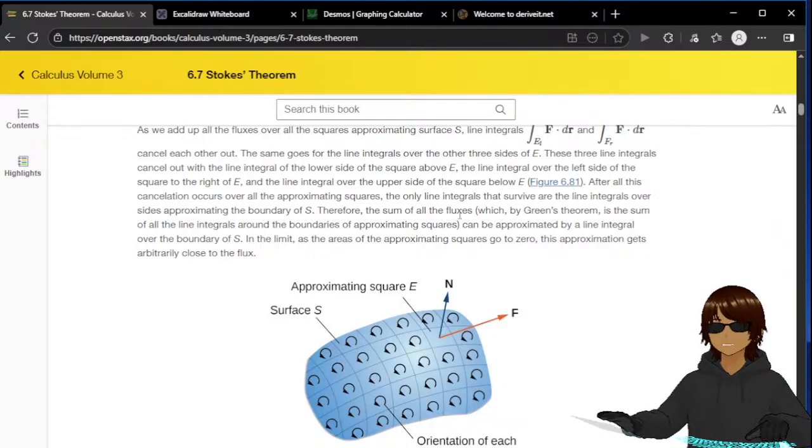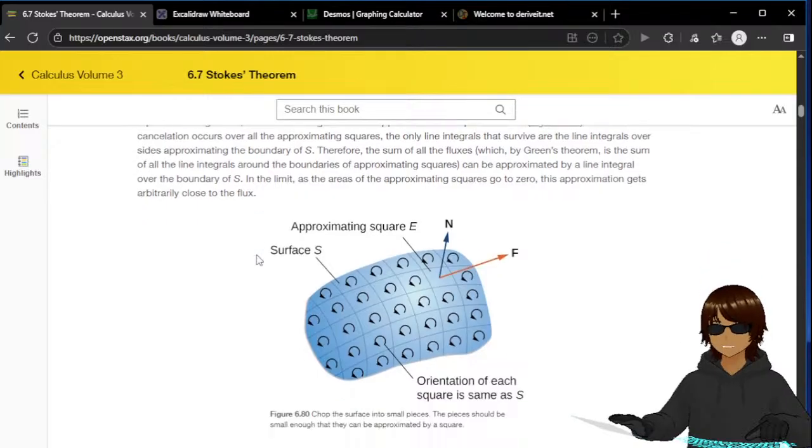Therefore, the sum of all the fluxes, which by Green's theorem is the sum of all line integrals around the boundaries of approximating squares, can be approximated by the line integral over the boundary of S. In the limit, as the areas of the approximating squares go to 0, the approximation gets arbitrarily close to the flux.